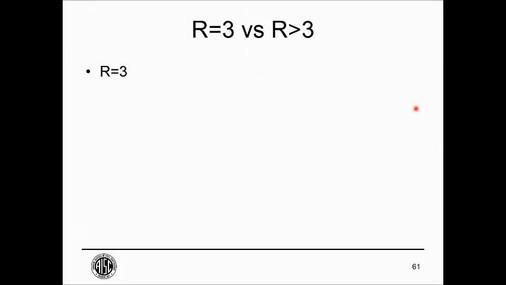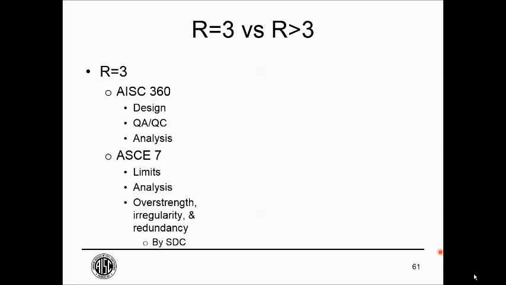There's R equals 3 allowed in seismic design categories B and C. There you're just designing according to ASCE 360 using those design equations, QA, QC requirements, and analysis requirements. But there are further requirements in ASCE 7, including consideration of overstrength for at least seismic design category C.